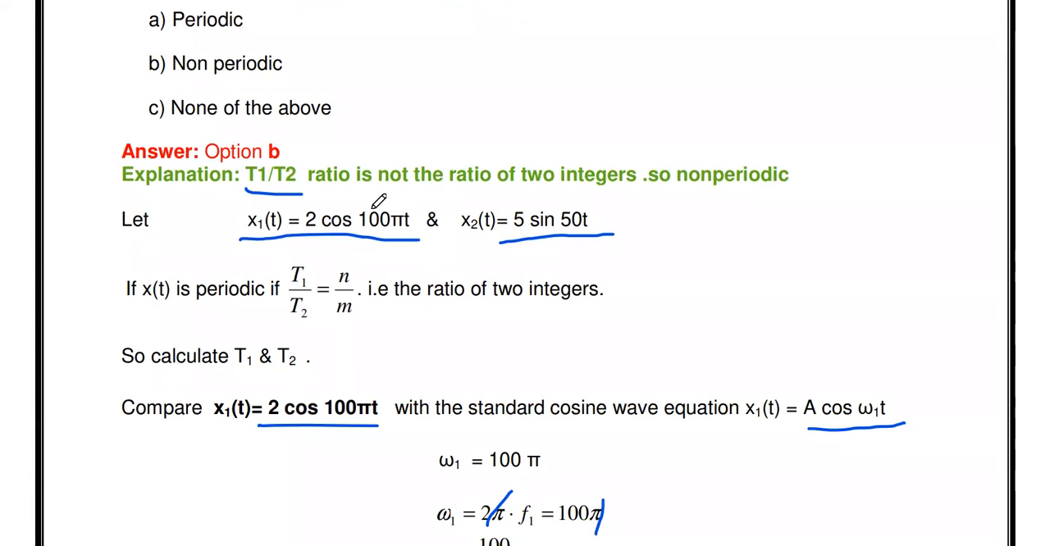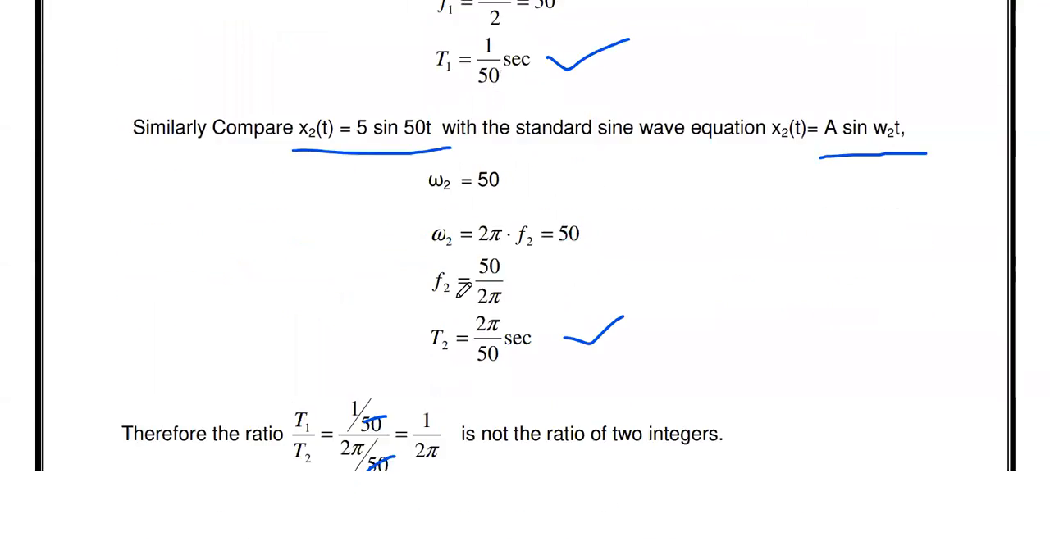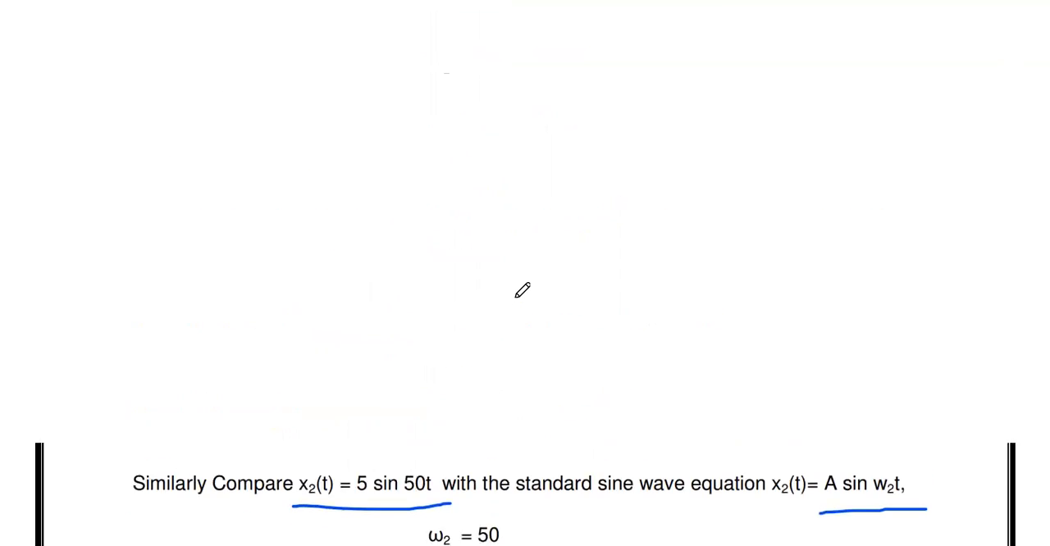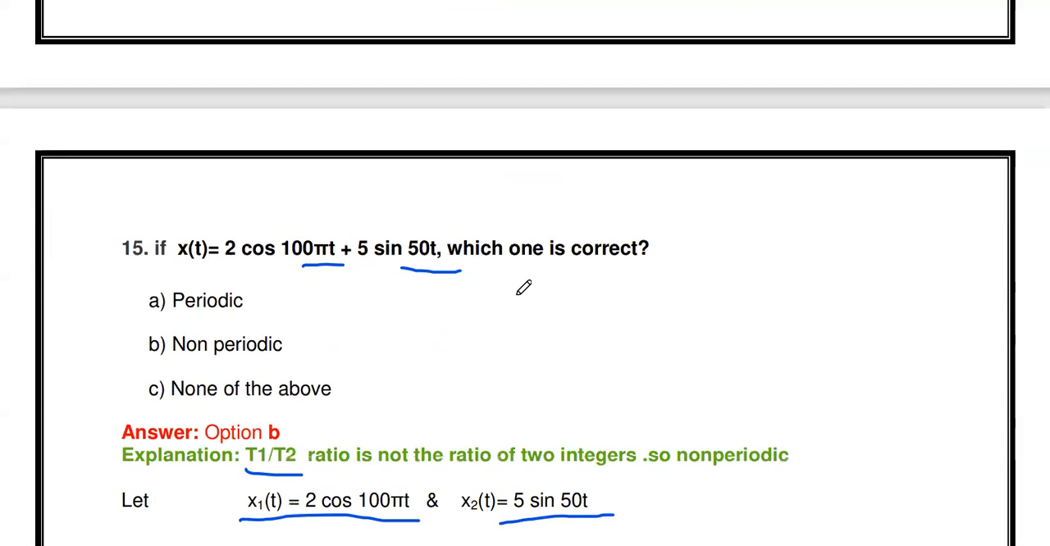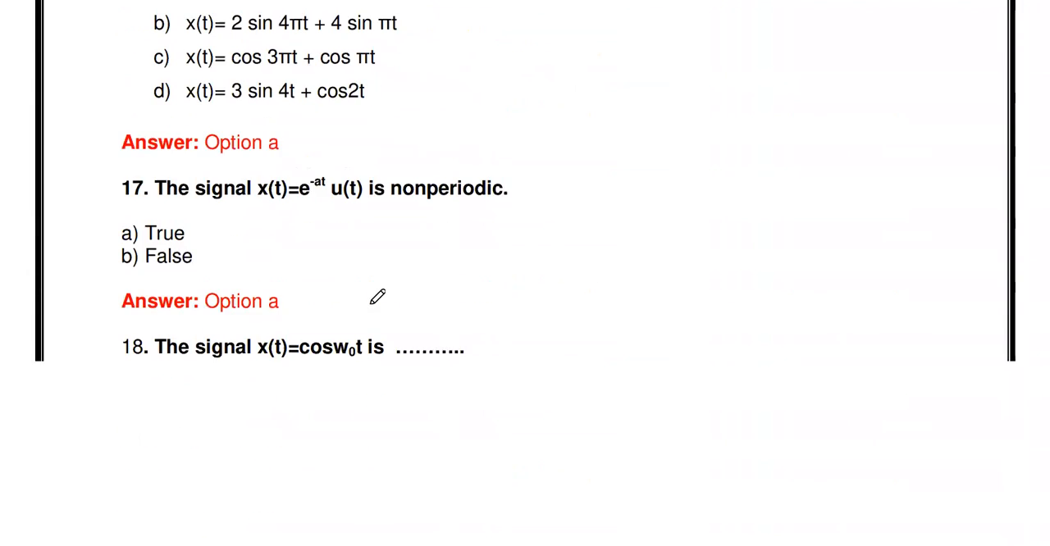So that's why, in the two signals, if both terms consist of pi, the pi will cancel while calculating the ratio T1 by T2, and at that time we will get the ratio of integers. But if one term consists of pi and the other doesn't, that signal is non-periodic. So the answer is non-periodic.